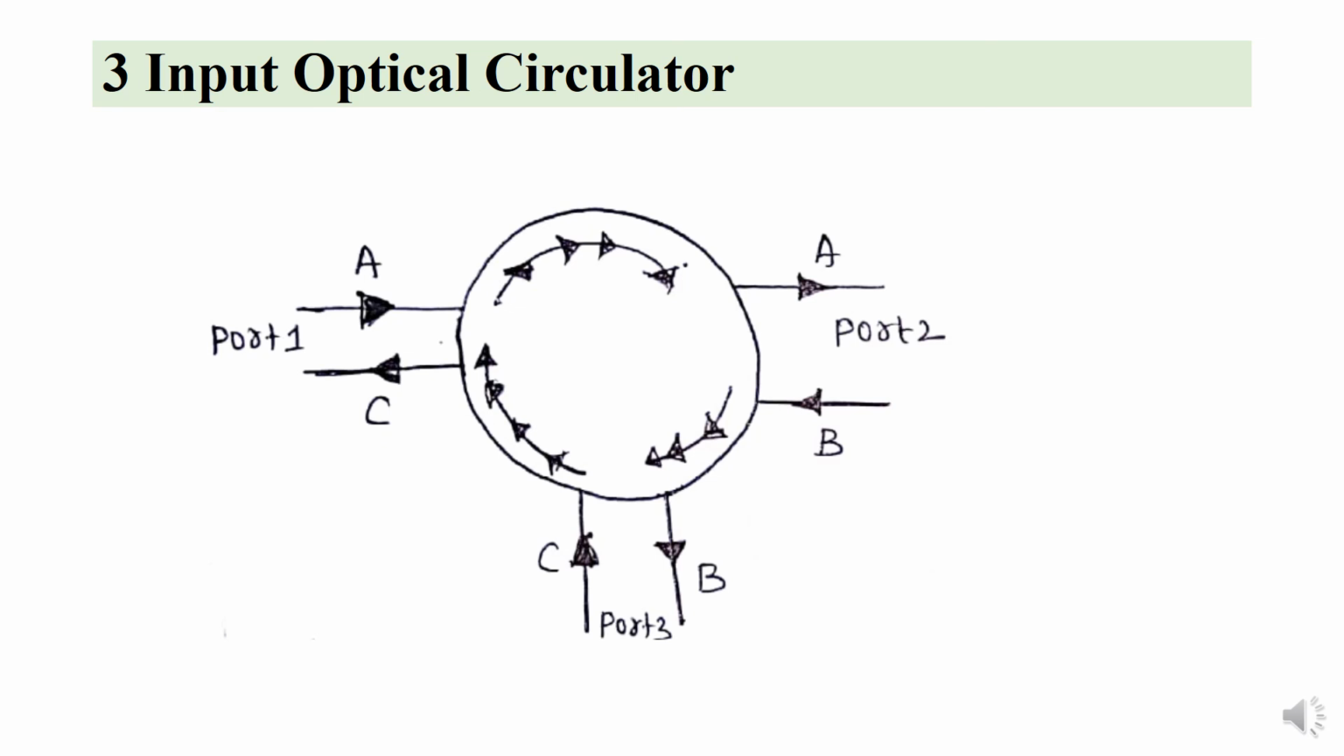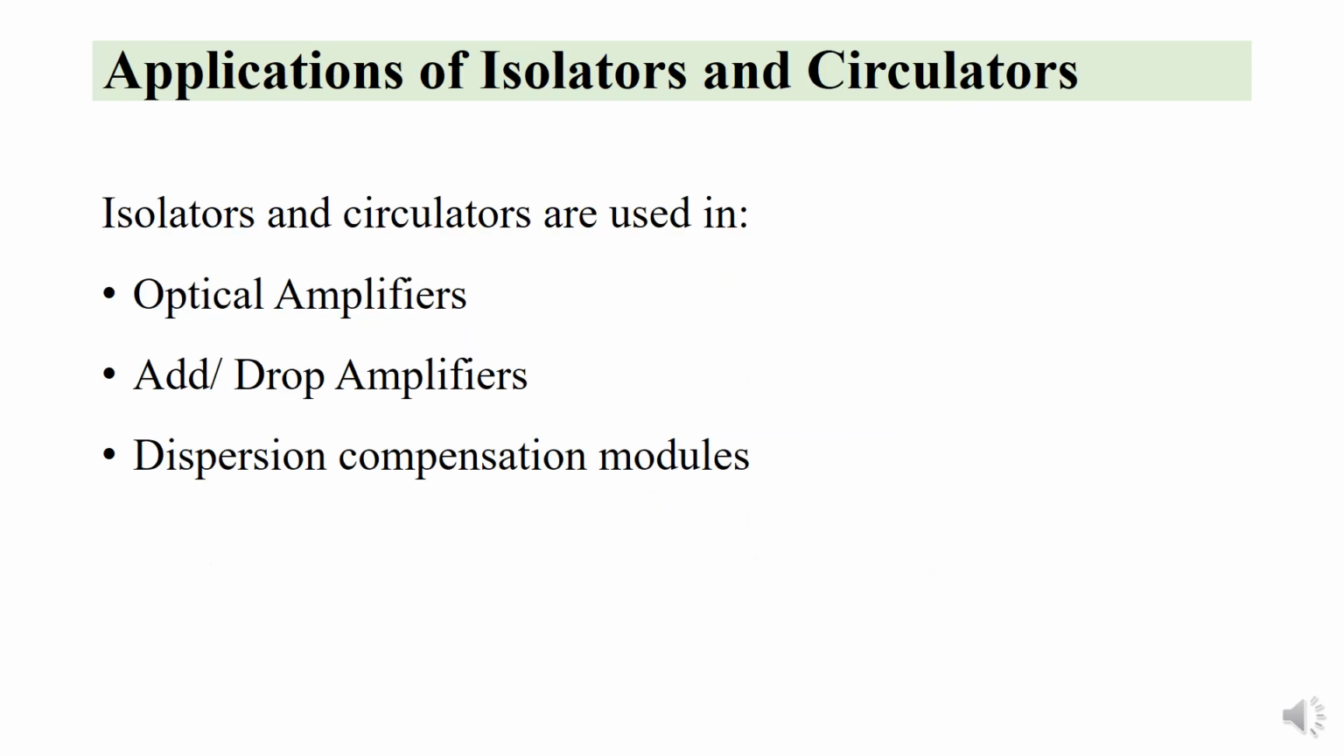This figure shows a three-port optical circulator. From this setup we can understand that it is a non-reciprocal device. Here the input at port 1 is output at port 2, input at port 2 is output at port 3, and input at port 3 is output at port 1. So the optical signal is coupled from one port to another in only the clockwise direction. No coupling is possible in the anti-clockwise direction. Isolators and circulators are used in optical amplifiers, add-drop amplifiers, and dispersion compensation modules.